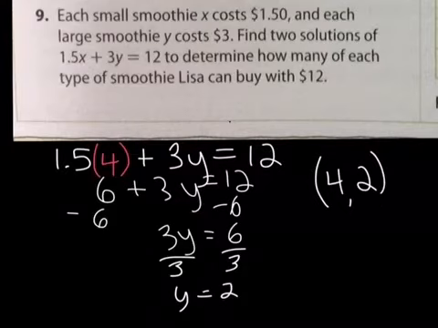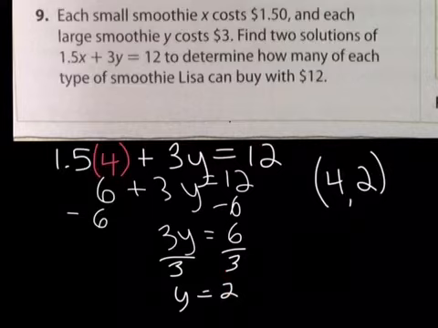So what does this one mean? It means that she could buy 4 small smoothies and 2 large smoothies, and this would equal $12. Okay, so that's one solution. What are we supposed to look for? Find 2 solutions. So I found one for you. You find the other. Choose another value for x, and solve for y and see if it'll give you another coordinate pair. You solve the second pair, I solve the first one.